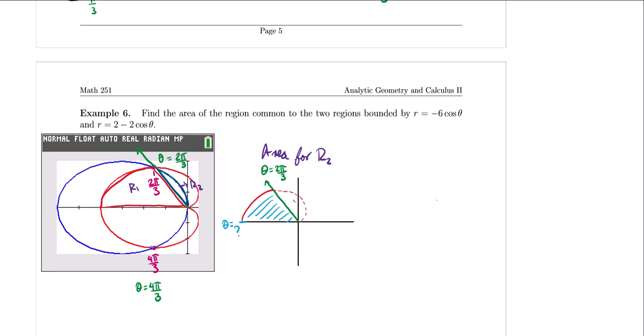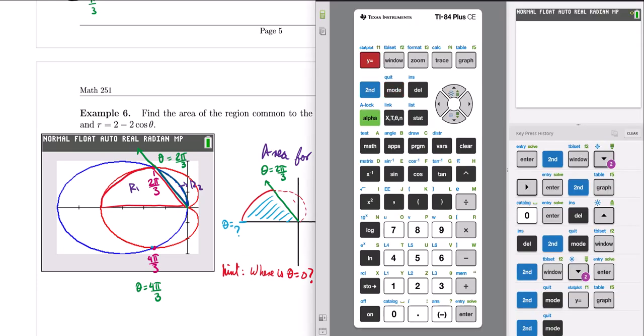To answer this question, we could go ahead and use our graphing calculator. As you're using the graphing calculator, always begin by looking at where the angle theta equal to 0 is located. That's a hint. Where is theta equal to 0? So going to our graphing calculator, making sure that we have our functions: we have -6 cosine theta, that's the circle, and 2 minus 2 cosine theta, that's the cardioid.